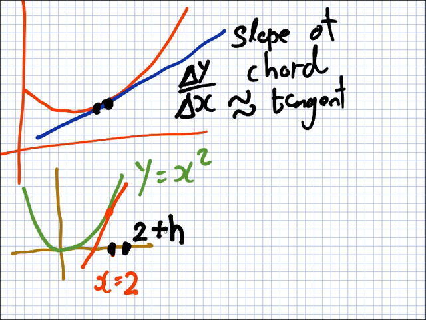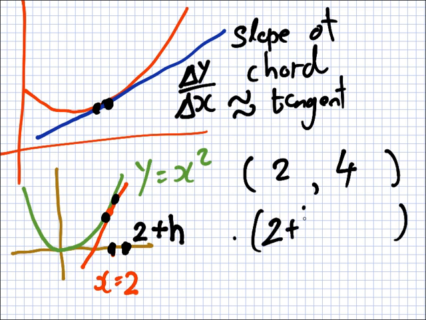So, let's write down our 2 points. Here's our first point, and here's our second point. Our first point, the x is 2. Here it is here. And what's the y? X squared, yes. Our second point, which is here, which will go up there, what's the x? 2 plus h. And the y? 2 plus h squared.